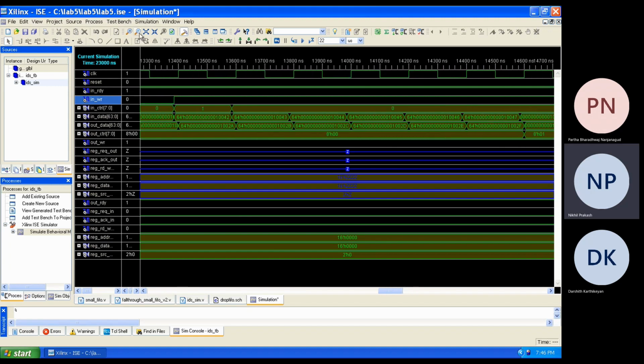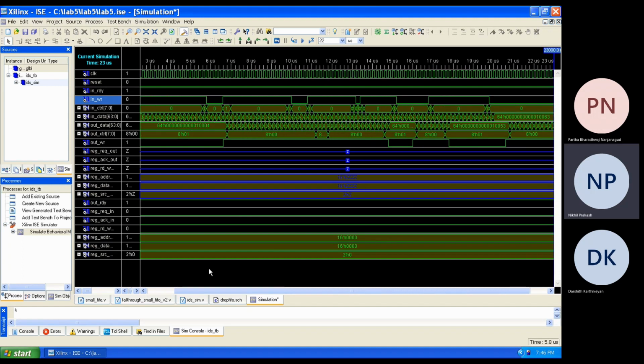So that verifies that our intrusion detection system, along with our drop FIFO mechanism, works.